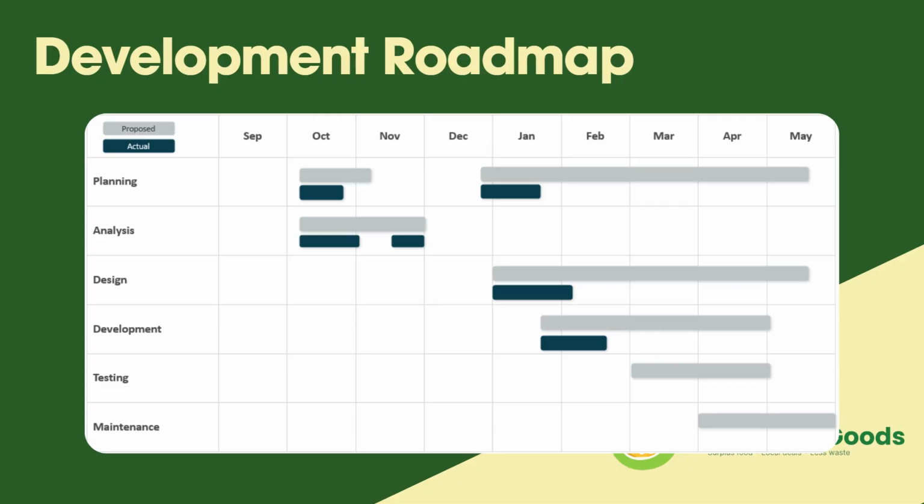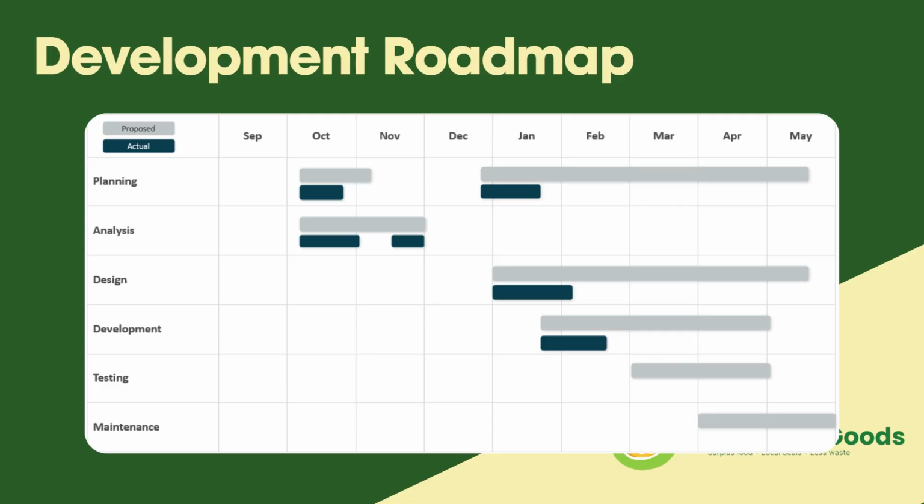So for the analysis, proposed it runs from October to around November. Based on the actual bars, we started analysis in October and finalized it by late November. This phase is where we confirm the requirements, user flow, and what features to prioritize.